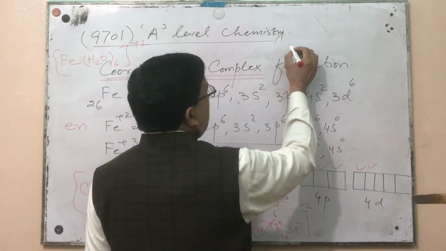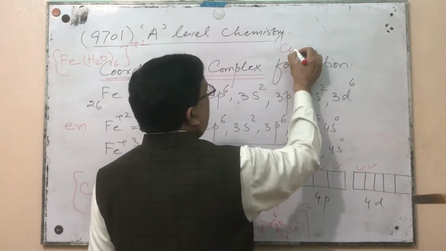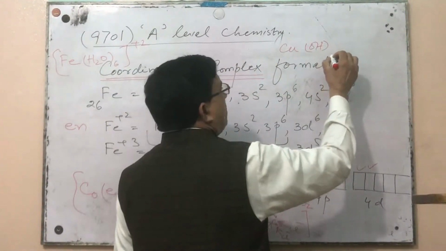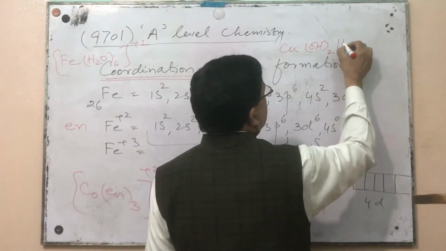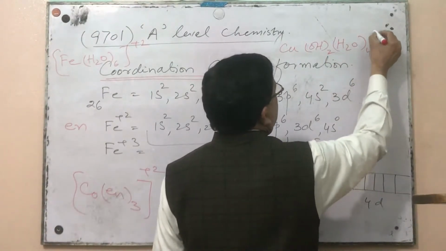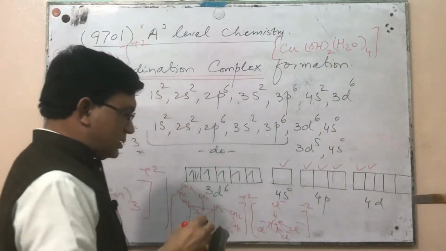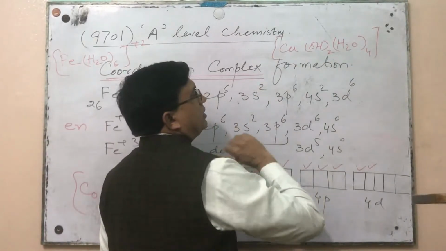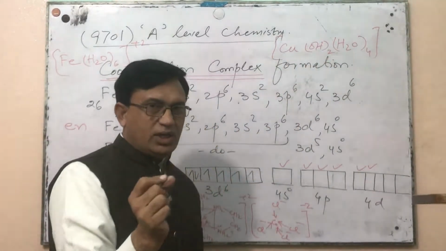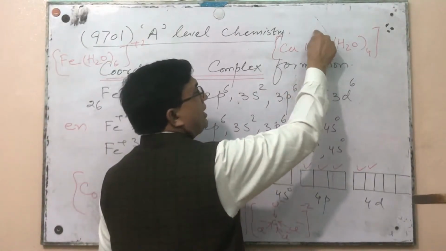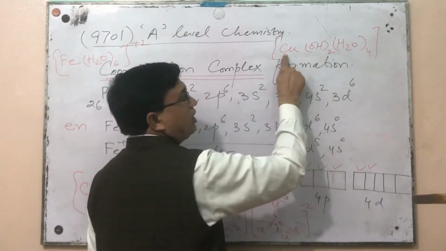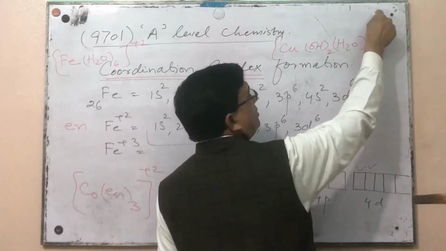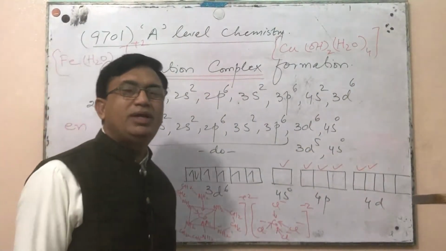For example, if we have a copper complex like this. Now, this is also a coordination complex. Water is a neutral ligand, that's why it will have no charge. But hydroxide is a negatively charged ligand, and the two negative charges are cancelled out by the two positive charges of the central metal ion. That's why the overall charge on the coordination complex will remain 0.